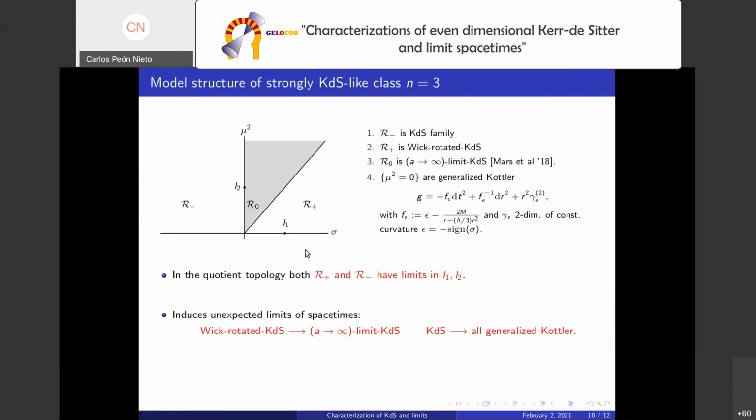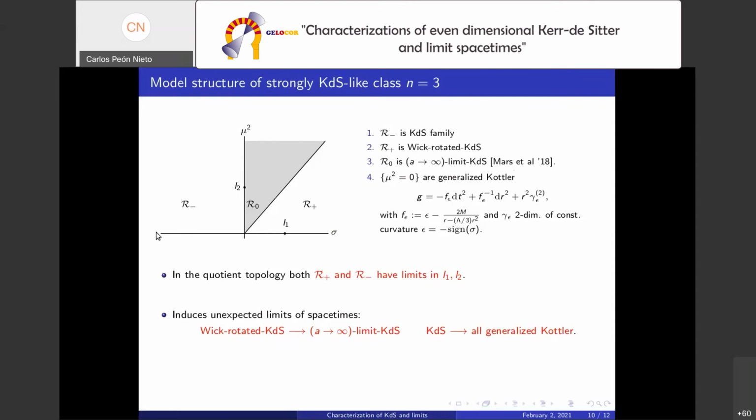Here I have depicted a diagram of the parameters representing the conformal classes. This shadow region must be removed due to the order we have given to the parameters, for this relation to be univocal. And very briefly, let me discuss the families in this class. In this section, the negative sigmas, we have the Kerr-de Sitter family. In this sigma positive region, we have the weakly rotating Kerr-de Sitter. And in this vertical line, we have a particular limit of Kerr-de Sitter when the rotation parameter goes to infinity.